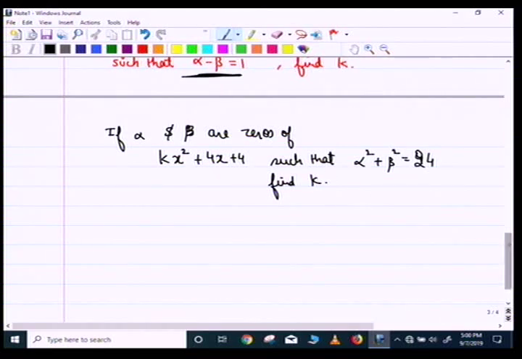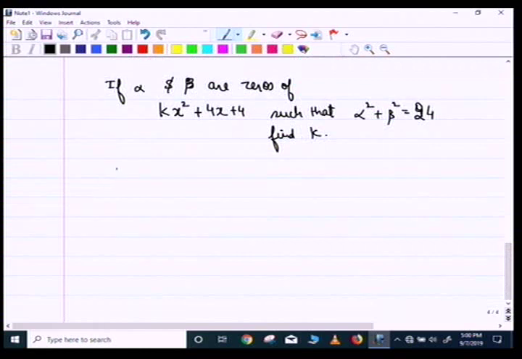Alpha and beta are the zeros. So you can say first two things you can derive. Alpha plus beta is minus b by a. So minus 4 by k is alpha plus beta. And alpha into beta is c by a, which is 4 by k. These are the two things. Now what is given?